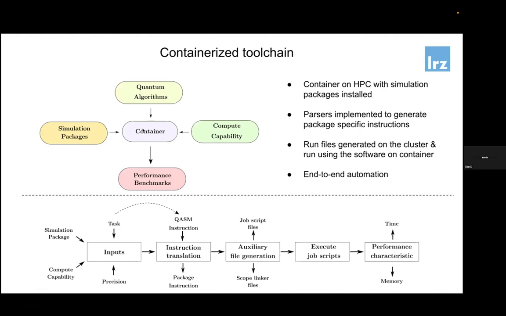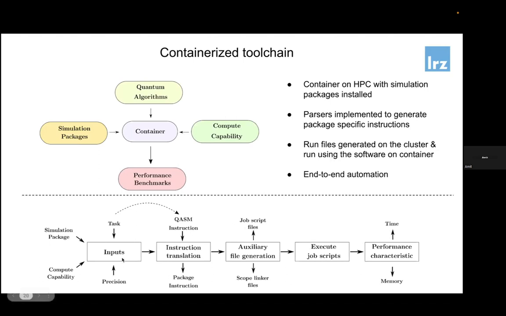We have proposed a containerized toolchain solution where we have installed all the simulation packages on a container and then ask the user for three inputs, which is on a broad scheme, but I'll detail what we are doing in the diagram below. It takes in the simulation package, the quantum algorithm, and the compute capability, and spits out the performance benchmarks. And this is all end-to-end automated.